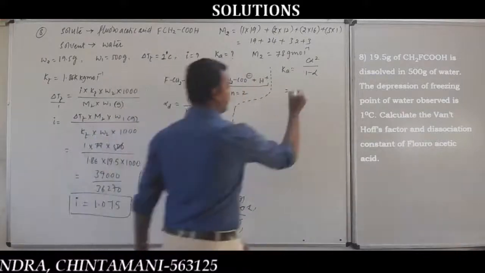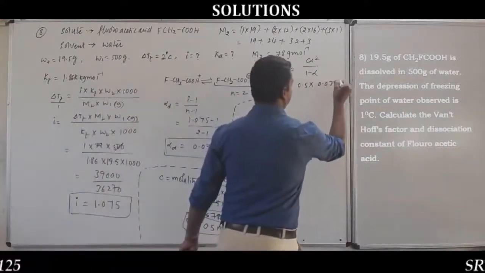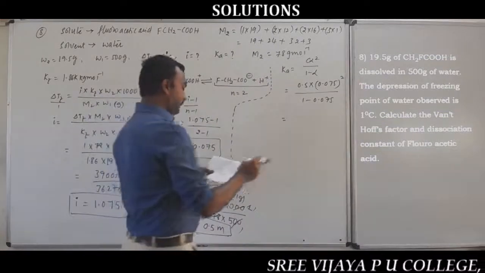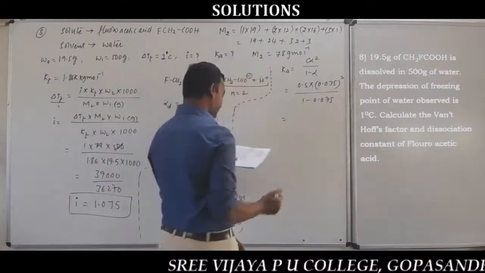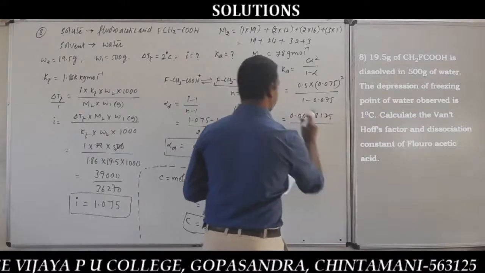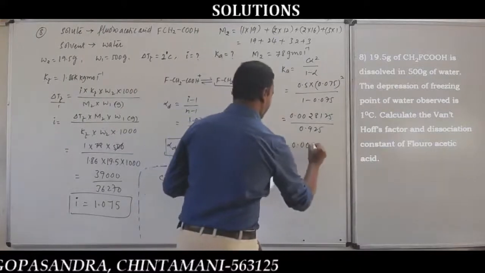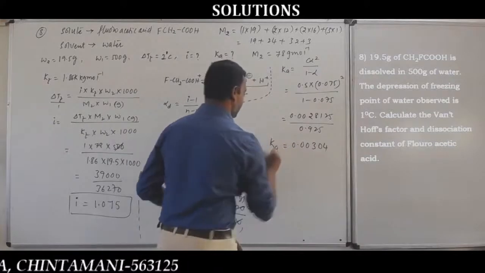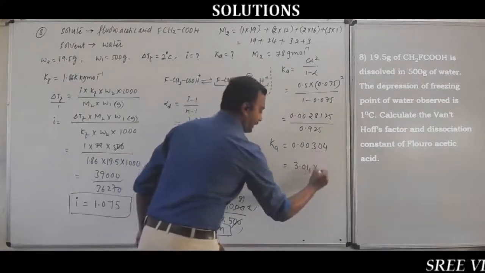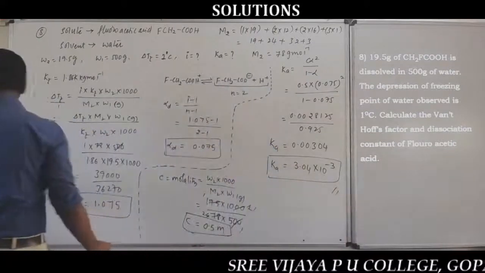So molality is 0.5 into alpha value 0.075 whole square, divided by 1 minus 0.075. Calculating, 0.5 into 0.075 squared gives 0.0028125, divided by 1 minus 0.075, that is 0.925. So we get 0.00304, that is the dissociation constant of the acid. In scientific notation, it is 3.04 into 10 power minus 3. That is the dissociation constant value. So that's about problem number 8.